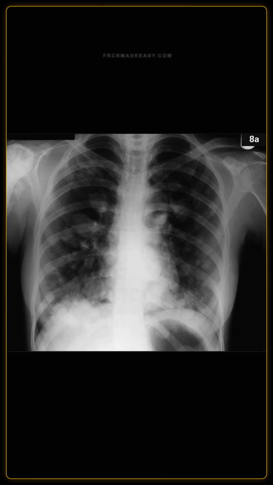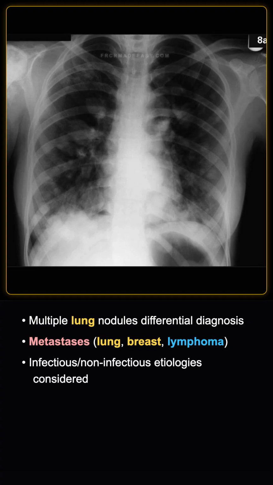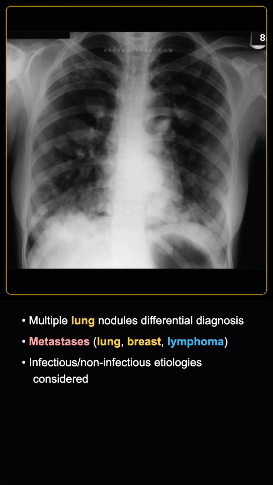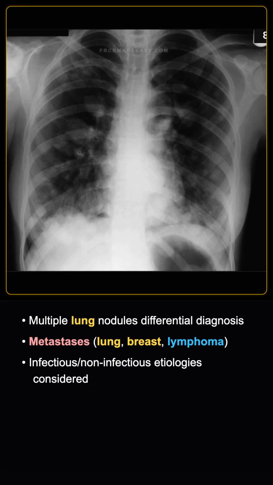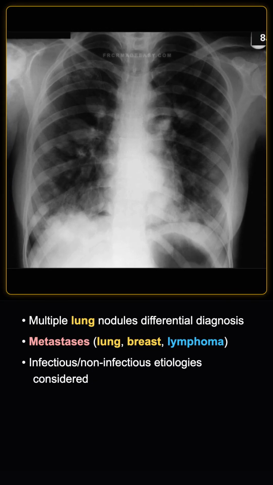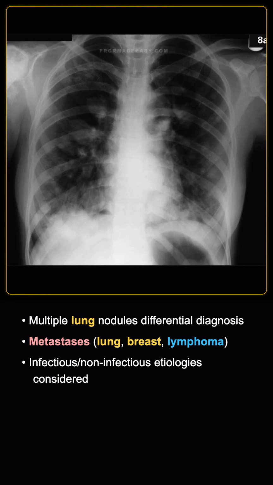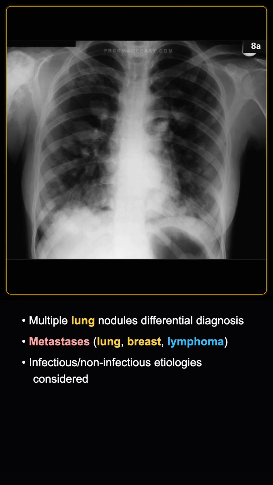What is your differential diagnosis for multiple pulmonary nodules? The differential diagnosis for multiple lung nodules includes metastases and benign pulmonary arteriovenous malformations. Infectious causes include fungal granulomas, tuberculosis, septic emboli, and abscesses. Non-infectious causes include sarcoidosis, granulomatosis with polyangiitis, rheumatoid nodules, and amyloidosis.